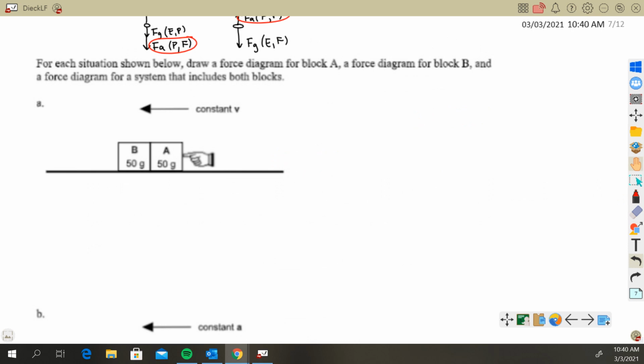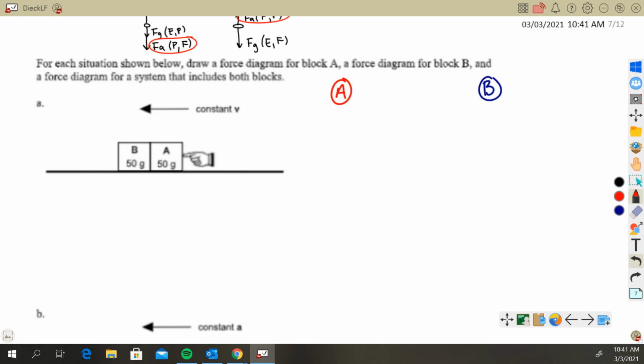All right, so letter A. We've got constant velocity, and we have a block that is 50 grams and another block that is 50 grams. It wants us to draw a force diagram for block A, block B, and for the system. So we're actually going to be drawing three force diagrams. I'm going to do A in red, B in blue, and we'll do the system in black, but that'll be later.